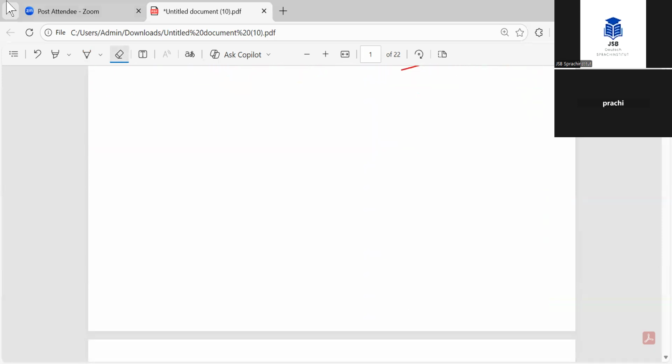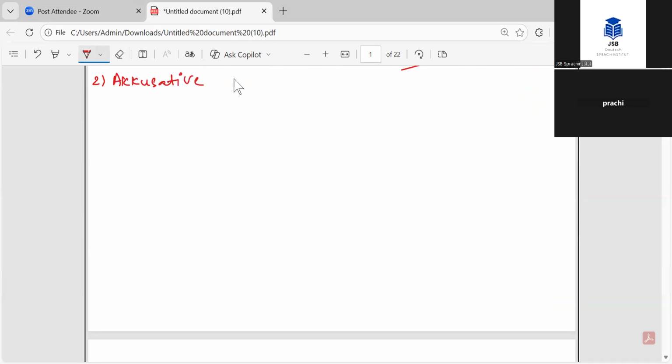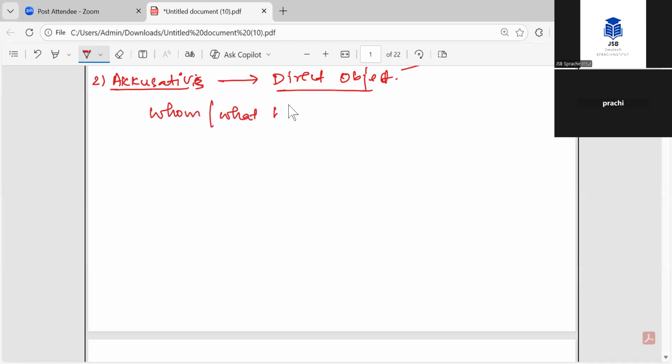So second thing, accusative. Okay, accusative. So accusative denotes direct object. Okay, so nominative is always subject case, accusative is always direct object case. So what does direct object mean? Whom or what is being affected directly.